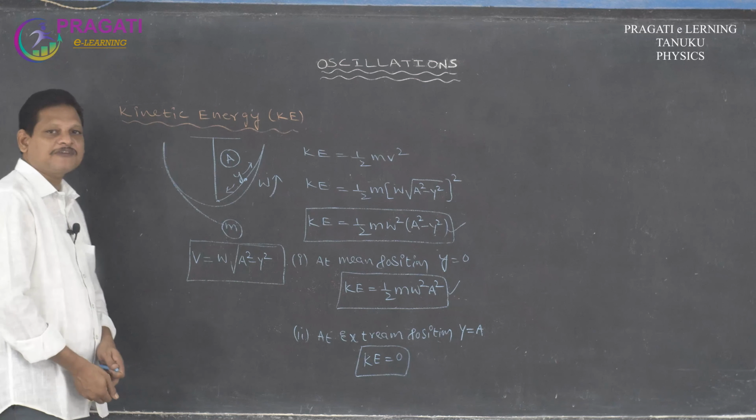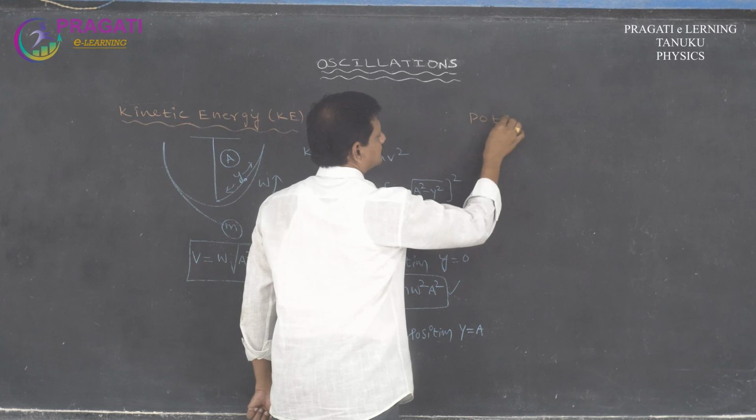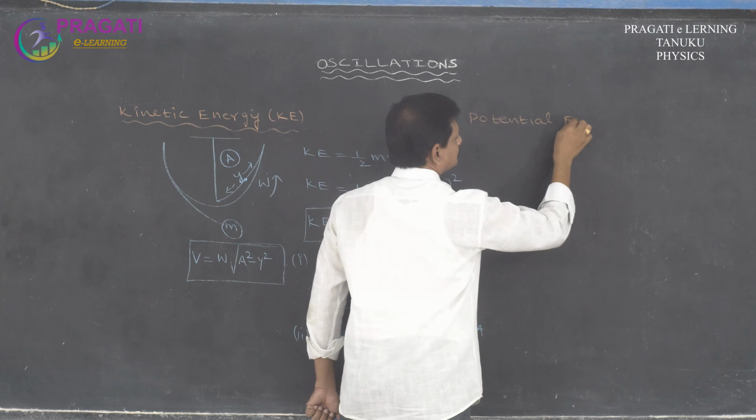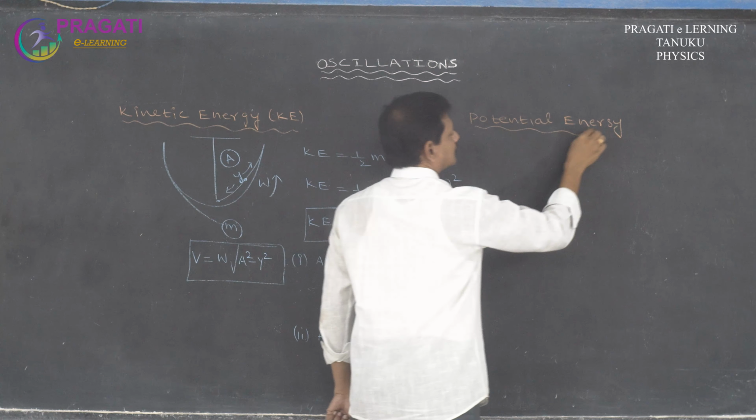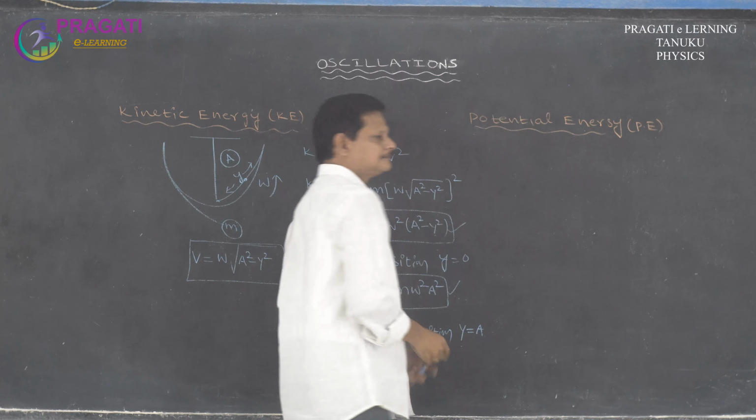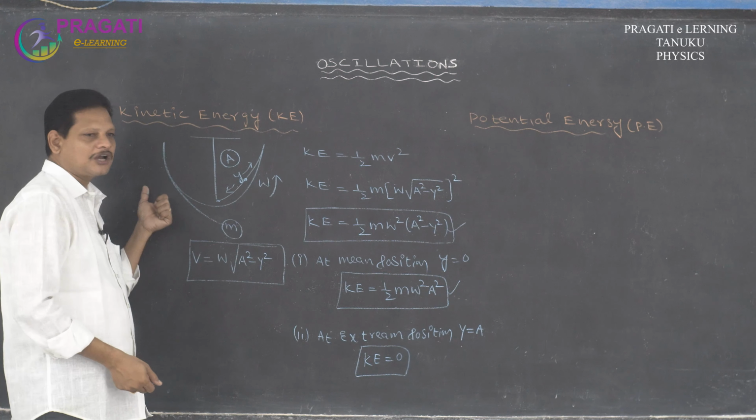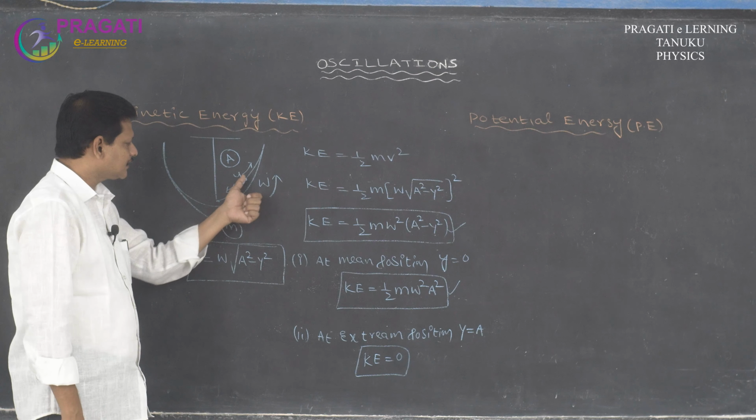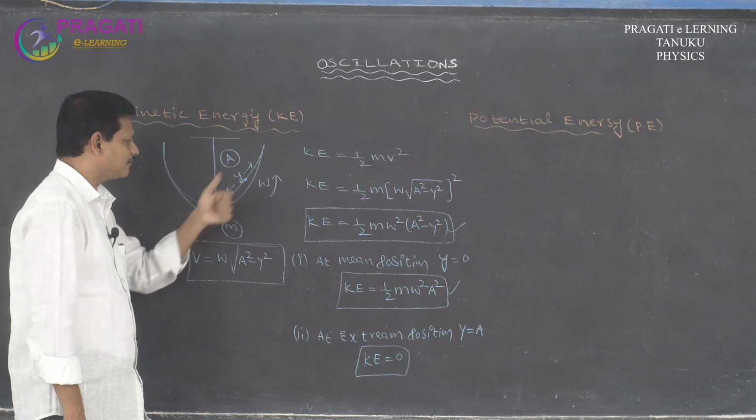Next, the expression for potential energy. The potential energy of the particle in SHM. Consider a particle executing simple harmonic oscillations. During its oscillation, the particle is at a point, that is at a displacement y.